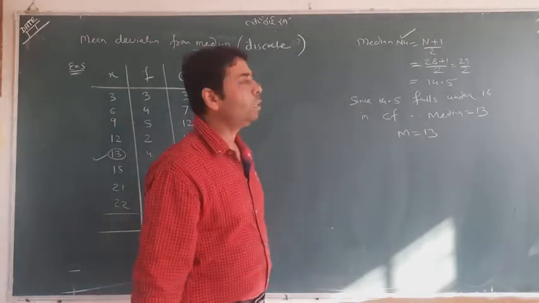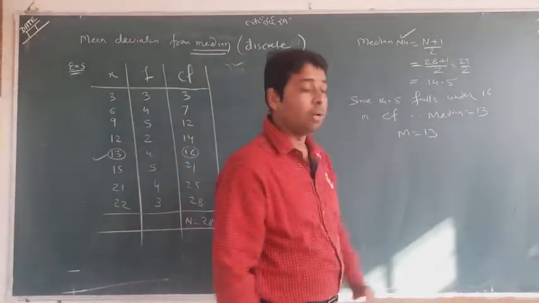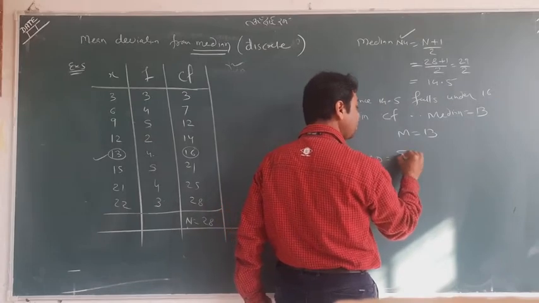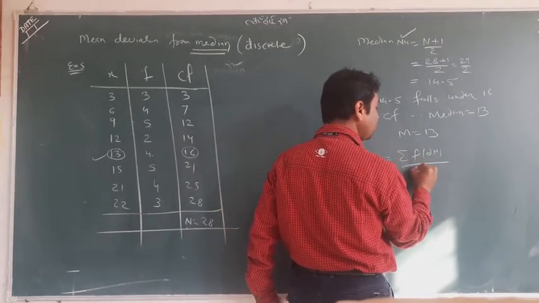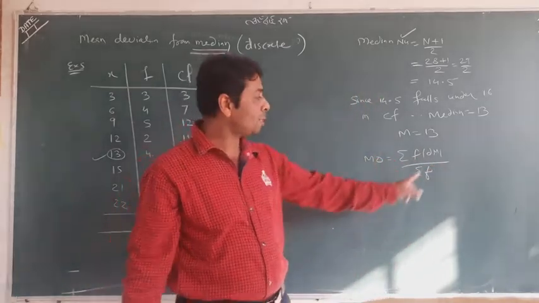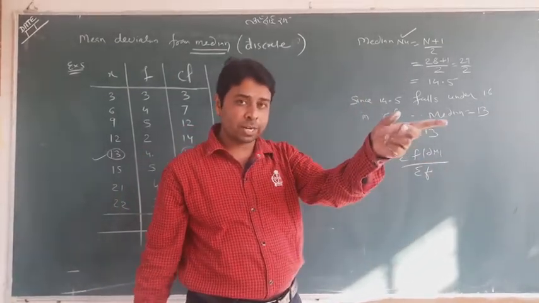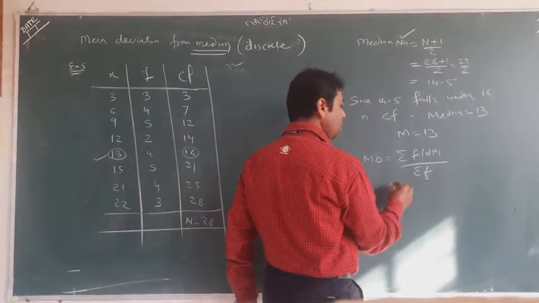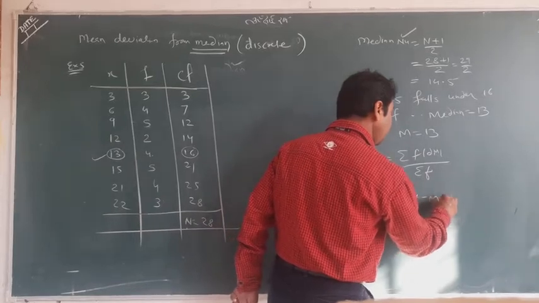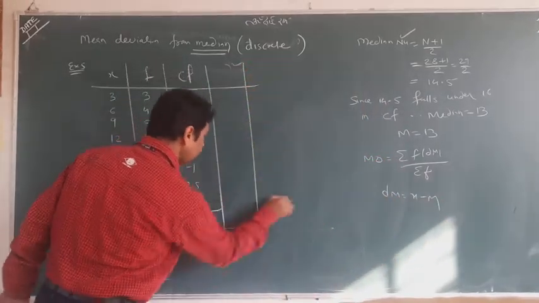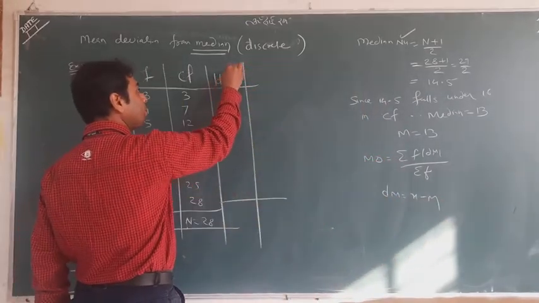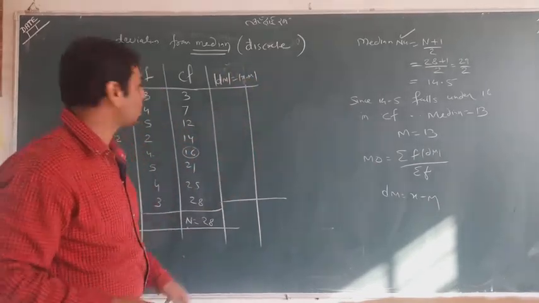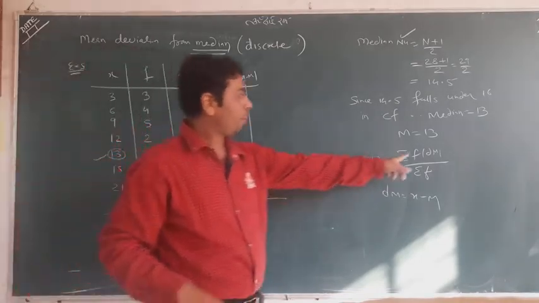After finding M equal to 13, you should know the formula. What is the formula? Mean deviation has the formula summation f dm upon summation f. This time it is f dm only, as we studied previously with dx, and dm is equal to x minus m. So first find in the next column dm, which is x minus m.